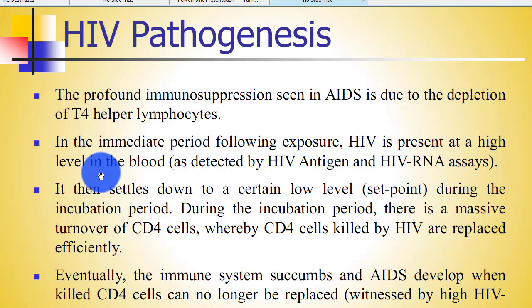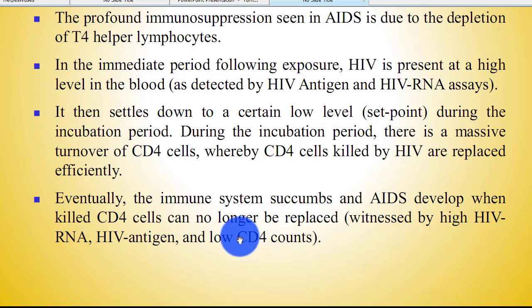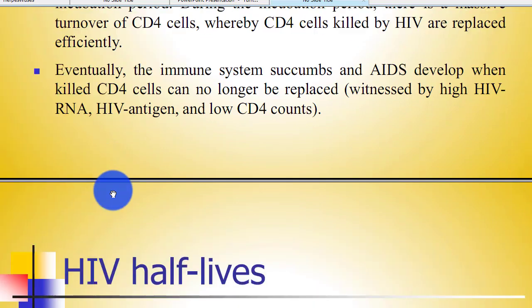HIV is present at a high level in blood, as detected by HIV antigen and HIV RNA assay. It then settles down to a certain low-level set point during the incubation period. During this period, there is a massive turnover of CD4 cells, whereby CD4 cells killed by HIV are replaced efficiently. Eventually, the immune system succumbs and AIDS develops when killed CD4 cells can no longer be replaced, witnessed by high HIV RNA, HIV antigen, and low CD4 counts.